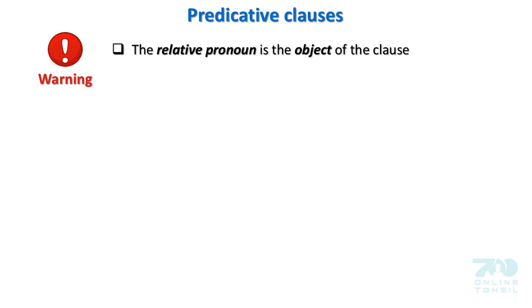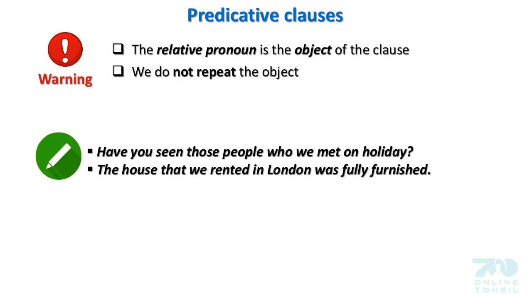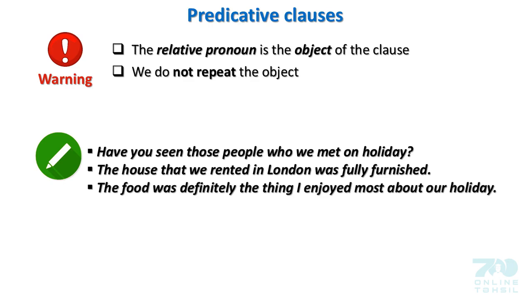Warning. The relative pronoun is the object of the clause. We do not repeat the object. Have you seen those people who we met on holiday? The house that we rented in London was fully furnished. The food was definitely the thing I enjoyed most about our holiday.